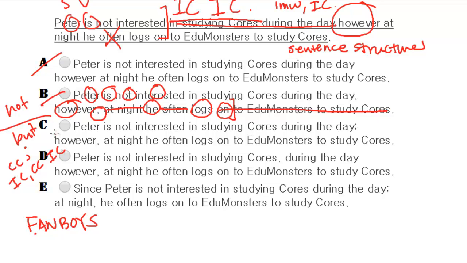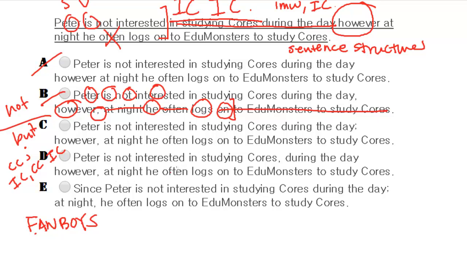So it's the same sentence. What about C? Peter is not interested in studying the course during the day; really, really good. However, at night he often logs on to Edgemonsters to study the core system. So this seems right, right? Let's come back to this though.